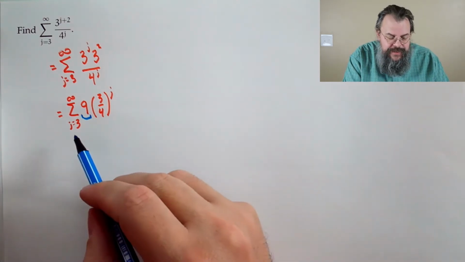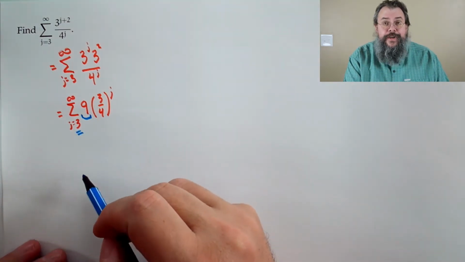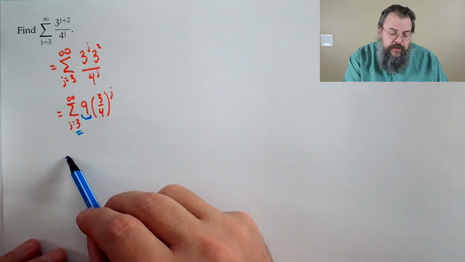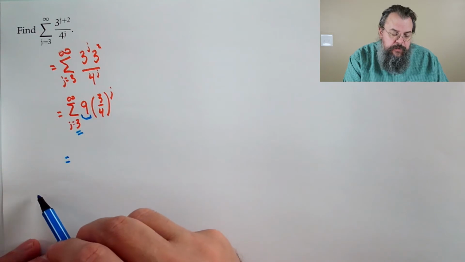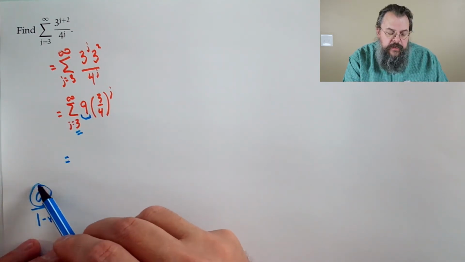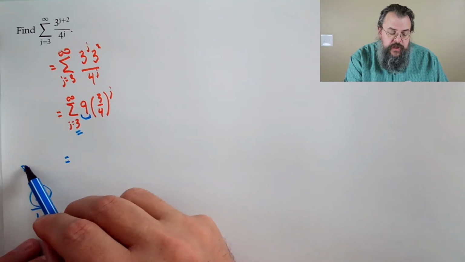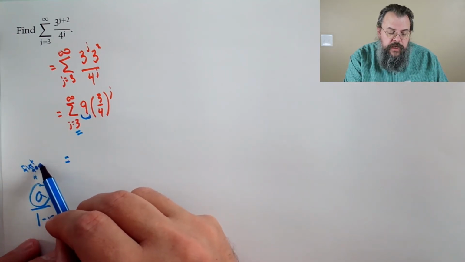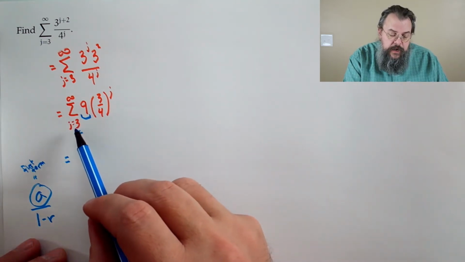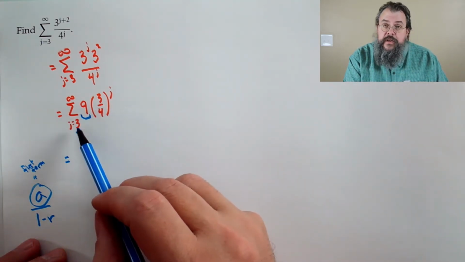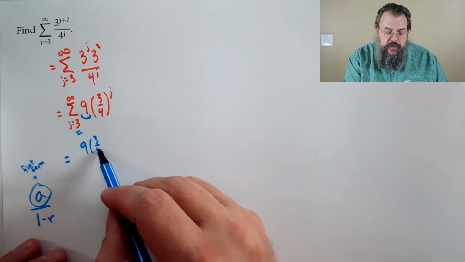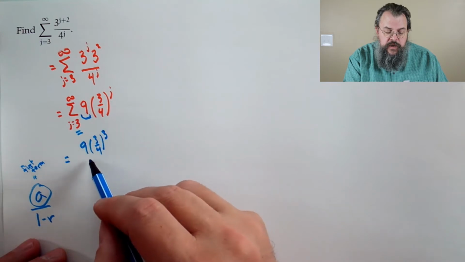Notice, though, where we start. We start at 3. So what can we do? Well, what I like to do is say, I remember what a is. So when I think of my a, this is my first term. In other words, what would I get out at the very beginning? So what I get out is what I'd have when I plugged in 3. So this would be 9 times (3/4) to the 3.